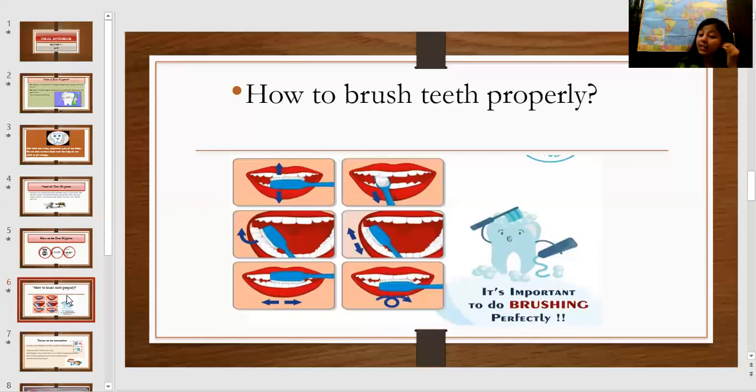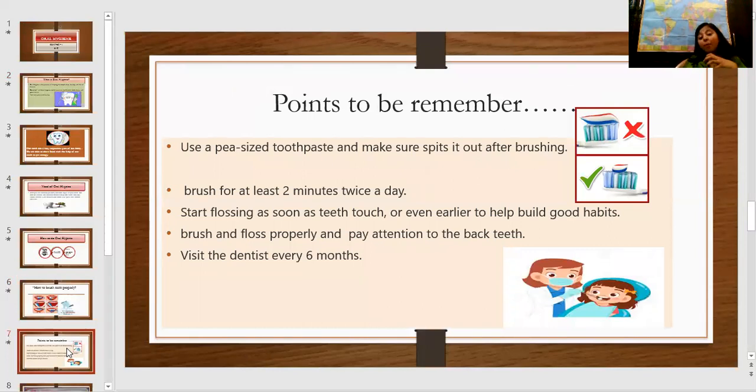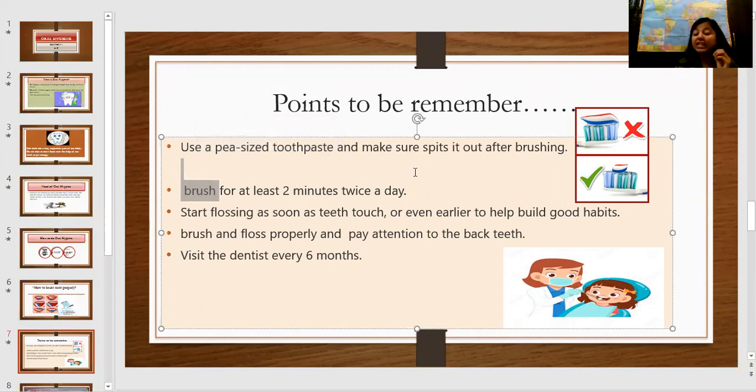As you can see on the screen, the steps. Are you observing the steps? Yes, let's move to the next point. The important points to remember to maintain oral hygiene are, use a pea-sized toothpaste and make sure to spit it out after brushing. I repeat, use a pea-sized toothpaste and make sure to spit it out after brushing, as you can see in the nearby image. And brush for at least 2 minutes twice a day. Yes, student, brush for at least 2 minutes twice a day.